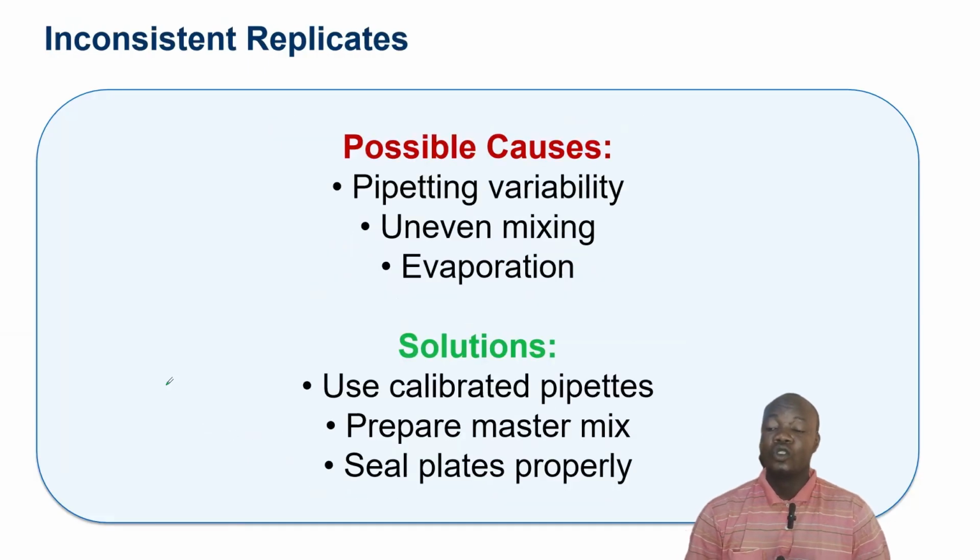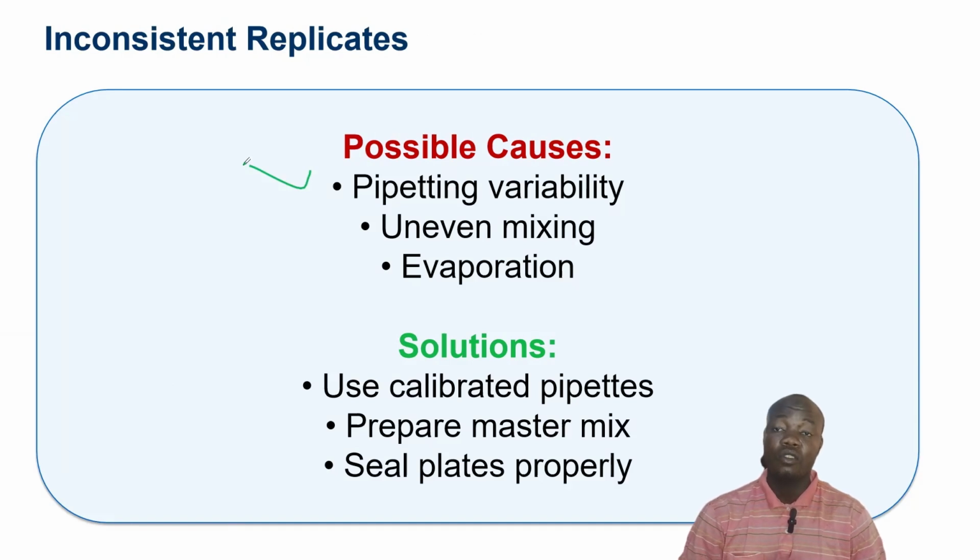Then sometimes you can have inconsistent replicates. One very important thing is that in qPCR, the best thing to do is to run the reactions in replicate, maybe in duplicate. So what if you do it in duplicate or in replicate and you have inconsistent replicates? What are the possible causes? Number one, poor pipetting variability. If you have pipetting variability, what you added in one template is not exactly what you added in the other template, so it can lead to this.